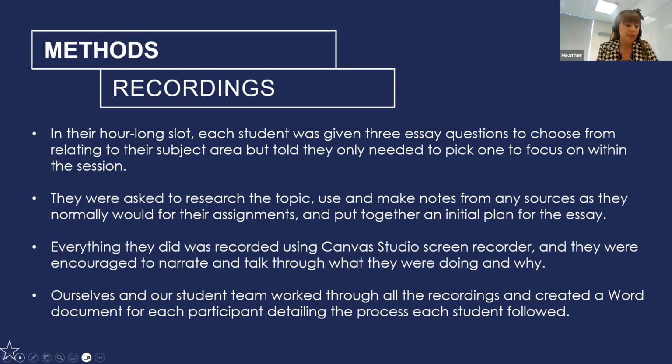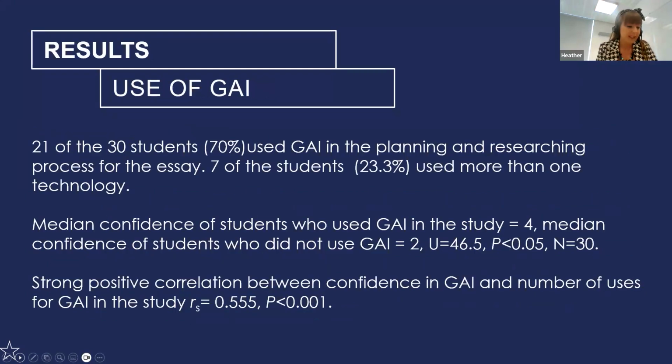Everything they did was recorded using Canvas Studio Screen Recorder, and they were encouraged to narrate and talk through their process and why. They were informed that for any part of the process, if they deemed it useful or appropriate, they could use GAI technologies if they wished. Once the slot was complete, the recording was saved and the student was rewarded with an Amazon voucher. The recordings were then reviewed by ourselves and 3 members of our student team, and a Word document detailing the processes the student followed was created for each.